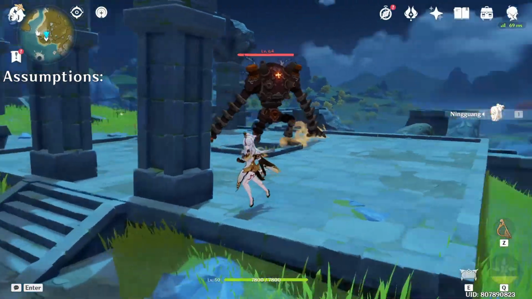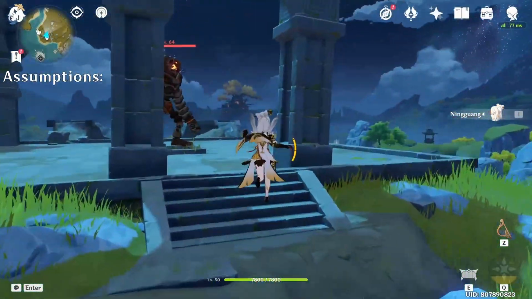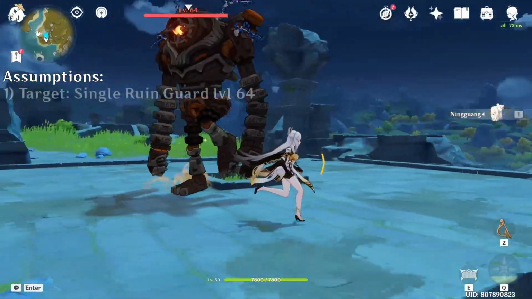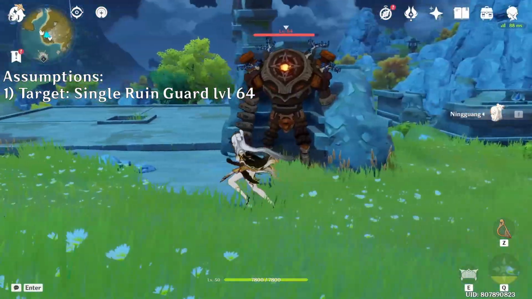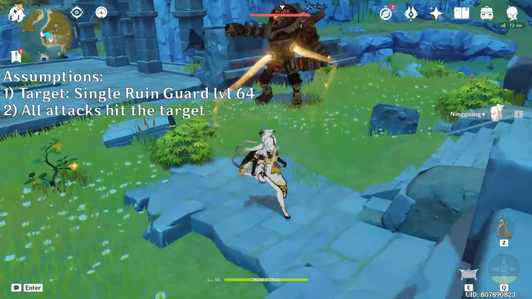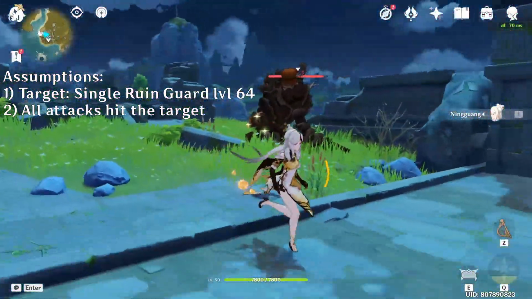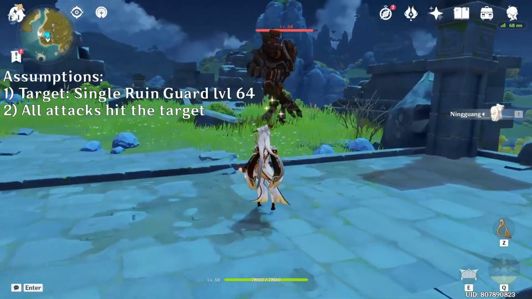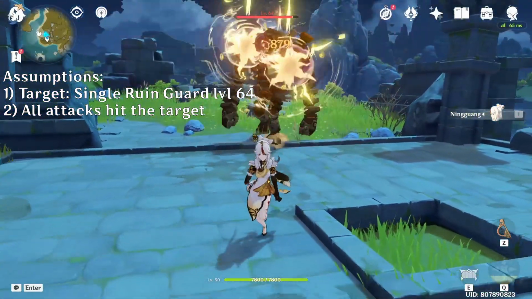Now, there are various assumptions that are made in this process, quite a lot of them actually. One of them, we're going to be fighting this Ruin Guard, which is a level 64 Ruin Guard. So another thing we're going to be considering: notice here that Ningguang produces 2 gems. We're going to assume that those 2 gems from her normal attack will always hit. In fact, we're going to assume that all attacks will always hit.